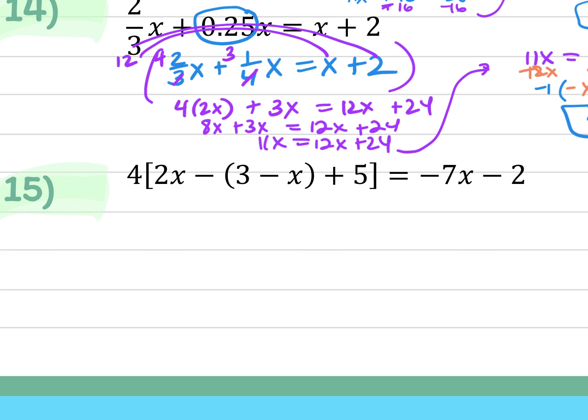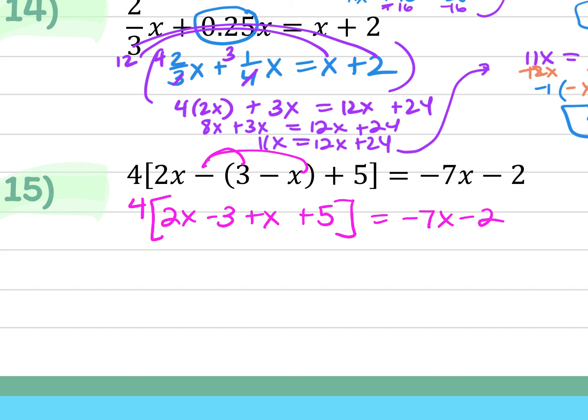Okay, now look at 15. You've got brackets, you've got parentheses, you've got negatives on the outside. What are you going to do first? The parentheses on the inside, okay? So I'm going to go innermost first. 4 stays on the front, 2x, this negative goes to both of these: minus 3 plus x plus 5 equals negative 7x minus 2.